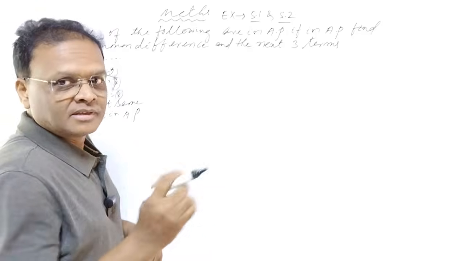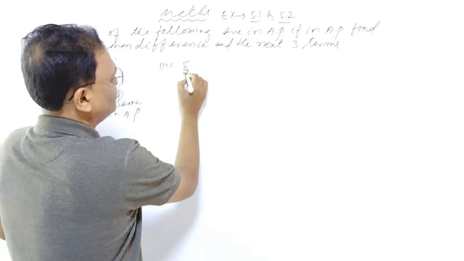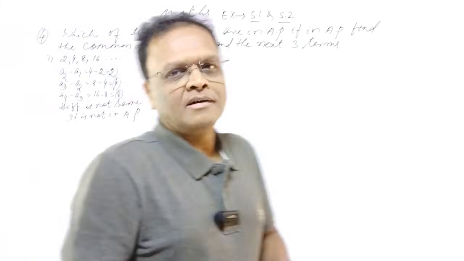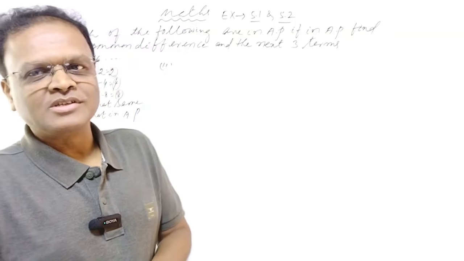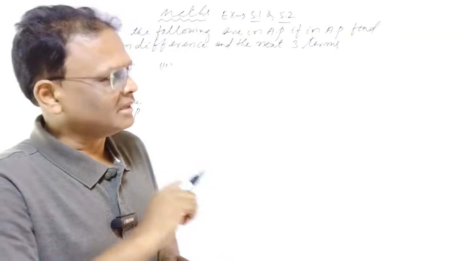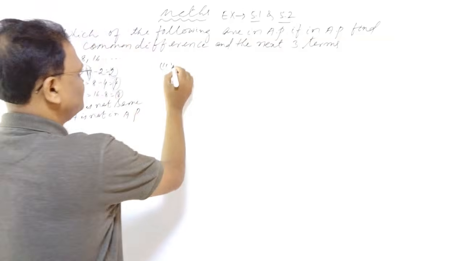Now the second one. The second is 5 by 2 of the second. There are more than 10 questions, but I will do some selective questions. The remaining questions that I am not doing, you can do yourself without taking help.